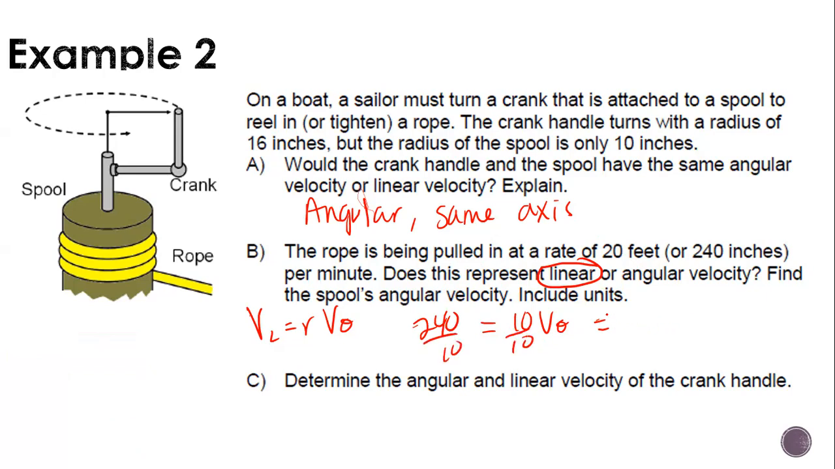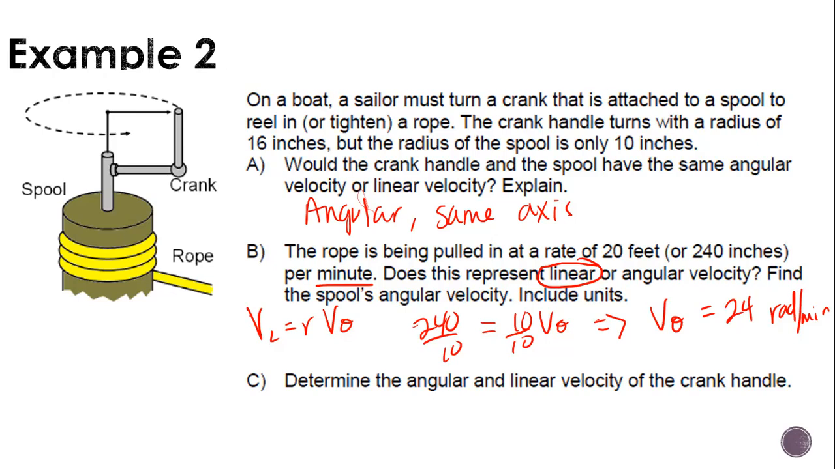So therefore, this leads to angular velocity equals what? 24. We're so smart, guys. 24 radians per minute. Because our time is in minutes. So 24 radians per minute.